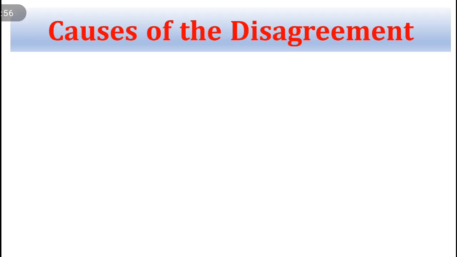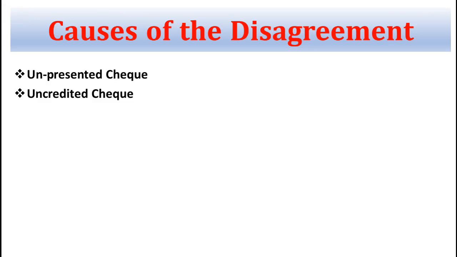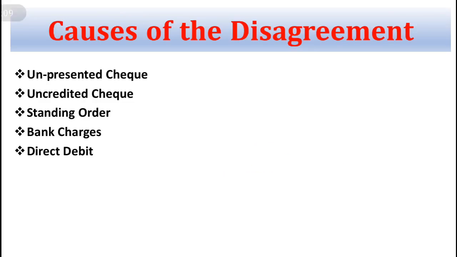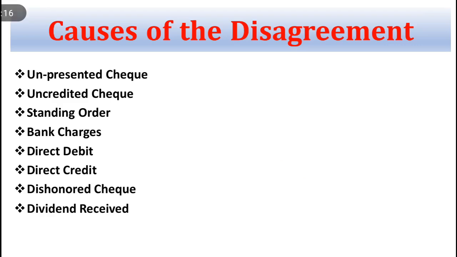I'm going to list these causes one after the other before I discuss them in detail. The first one is unpresented check. We have uncredited check, standing order, bank charges, direct debit, direct credit, dishonored check, dividend received, and errors in the book of account. Let's start taking these causes one after the other.